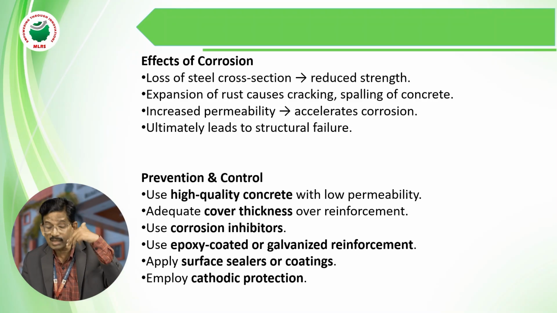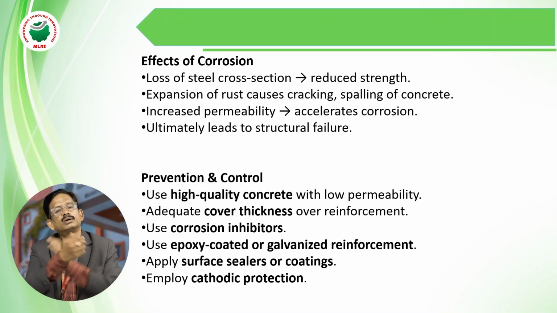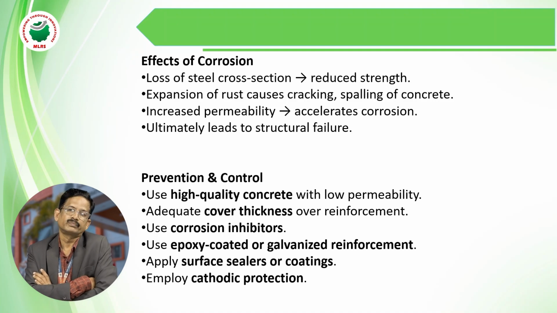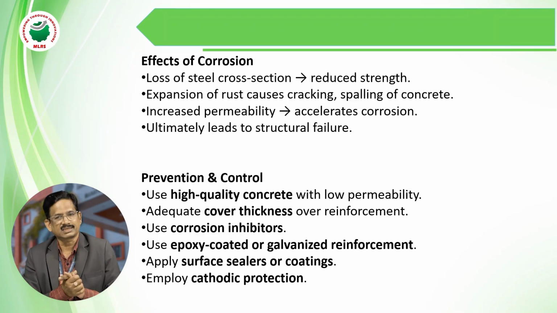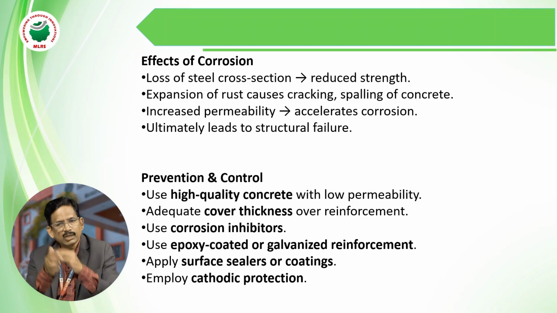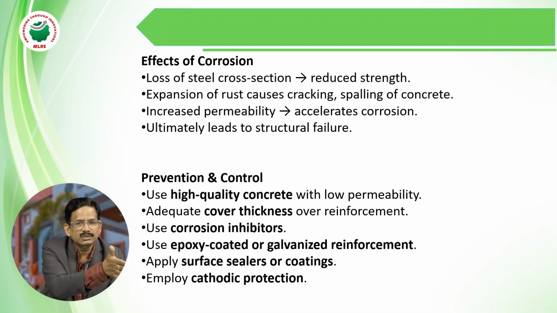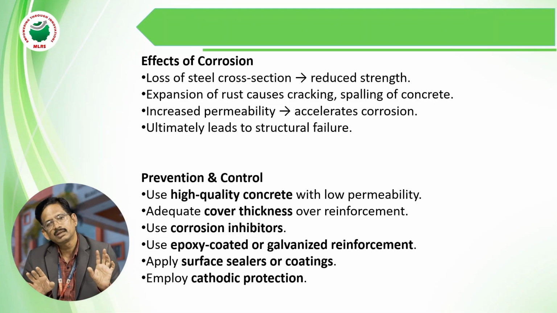Next, expansion of the rust causes cracking and spalling of the concrete also. So that is also one of the effects of corrosion, spalling of the concrete. Because of the expansion from the rusting, cracks form and the concrete will spall. That is also not advisable. Because of the spalling of the concrete, the compressive strength of the concrete is reduced. That's why we get a disadvantage against the compressive strength of the concrete as well as the yield strength, because of rusting.